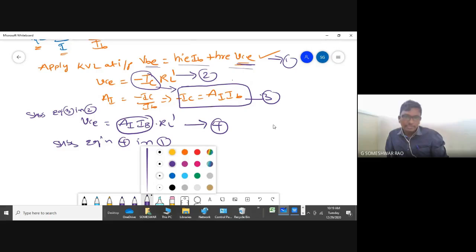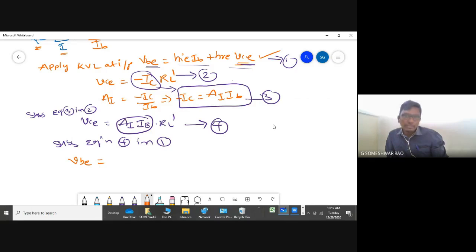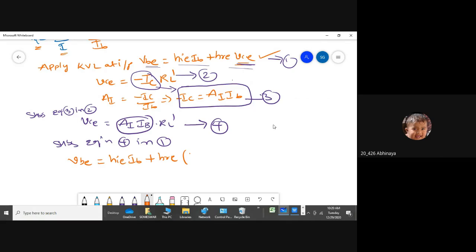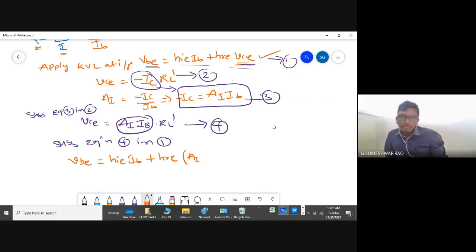The resultant expression will be VBE equals, what is VBE equal to? HIE into IB plus HRE into VCE, and in place of VCE what shall we write? AI into IB into RL dash. Very good. AI into IB into RL dash. Please write along with me.